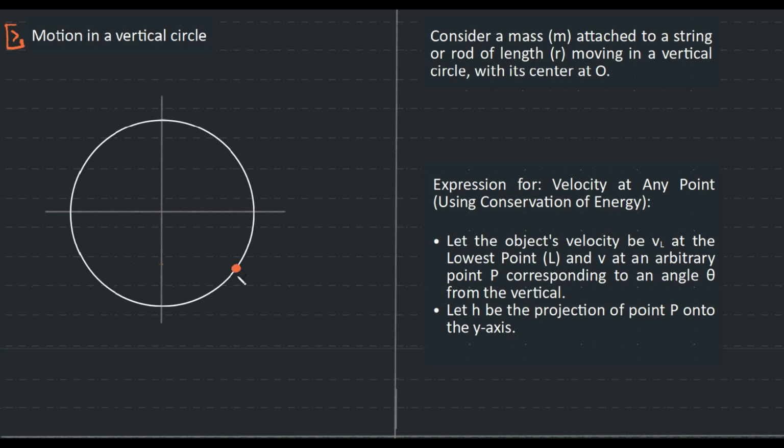We have a bob and we have it connected to a thread of radius r. So here I've written rod, actually let me cancel that. We have a string of length r and the center is O. So it is going in this direction.